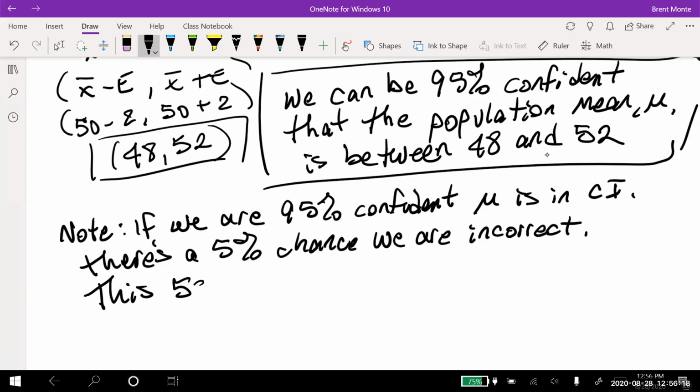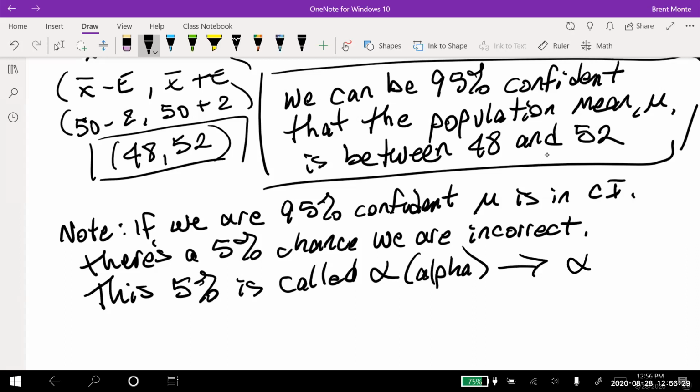This 5% is called alpha. The symbol looks like a little fish, but that's the letter alpha. In this case, we usually write it as a proportion, 0.05. So that proportion is the chance that we're wrong.